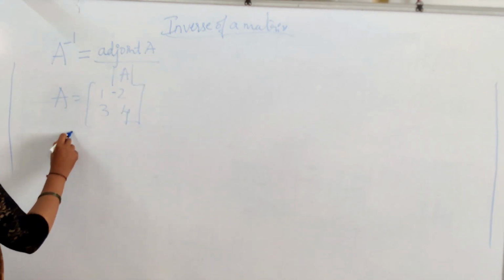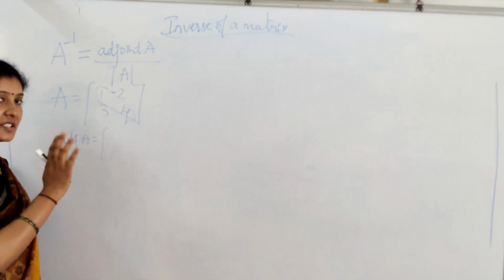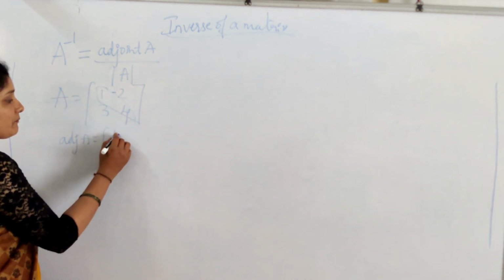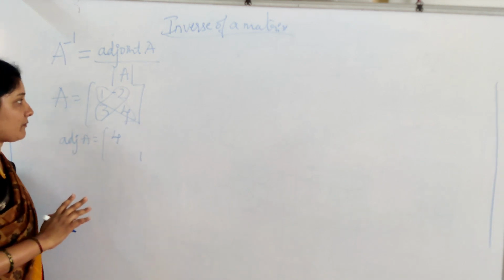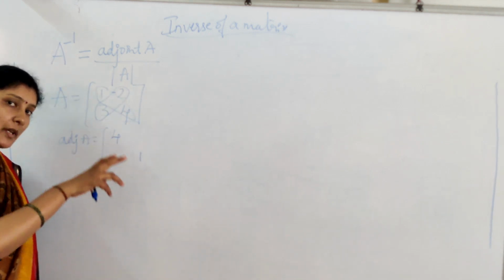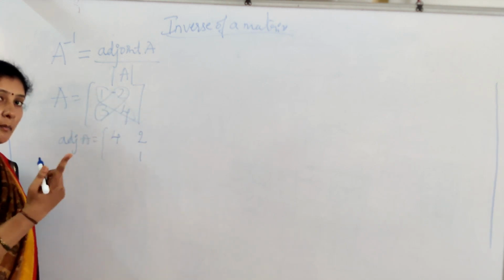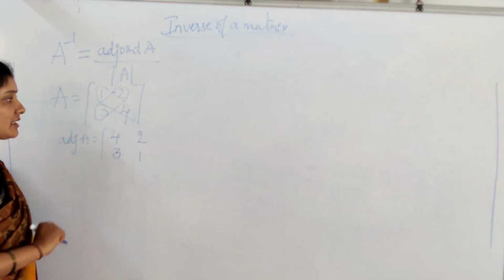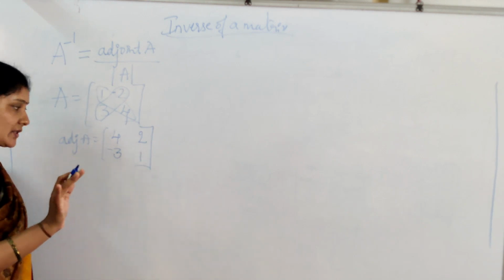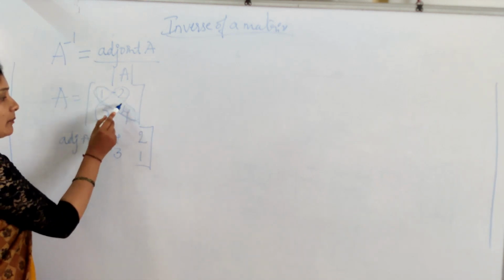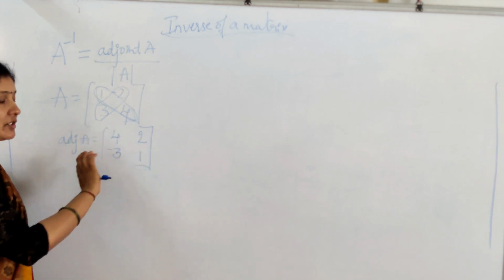Now, let me write its adjoint. So, adjoint means what here? Principal diagonal elements must be interchanged. That is, 4 comes here and 1 comes here. Next, the remaining elements' sign is changed, but the numbers remain in their places itself, but only thing is you need to change the sign. 2 remains here, minus 2 becomes plus 2. 3 remains here, but plus 3 becomes minus 3. This is the adjoint of A. I hope you understood. Adjoint of A means what? Principal diagonal elements are interchanged. The others remain in their places itself, but only thing is you need to change the sign.